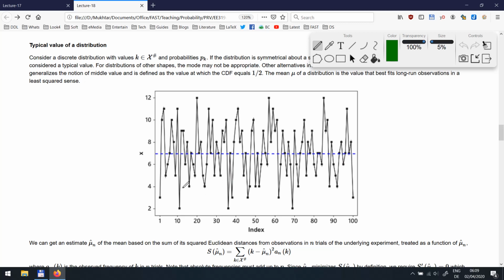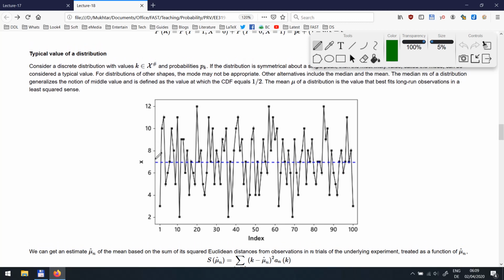So what we mean by the mean value is a single value. You see this dashed blue line? It is a single value which has the least squared distance from all the other values. So you can say it is the best fit of a horizontal line. Horizontal line means that we want a single typical value. This one.